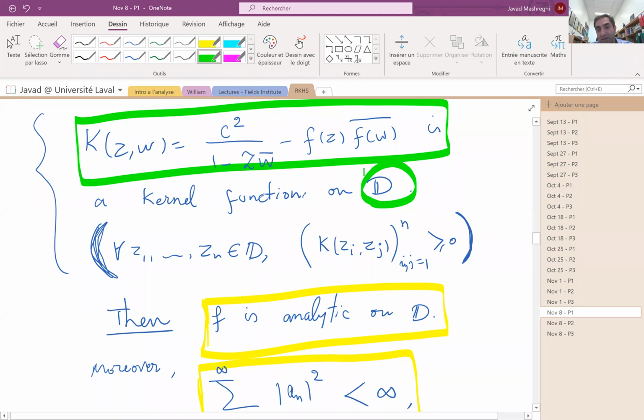Okay, and that kernel would look the same? The only difference would be the functions. The kernel here would be, instead of C squared over 1 minus z w bar, it will be C or C squared, that doesn't matter. But in the denominator, you'll have 1 minus z1 w1 bar times 1 minus z2 w2 bar. And over there, f(z1, z2) f(w1, w2) bar. It will be like that. It works in any space.